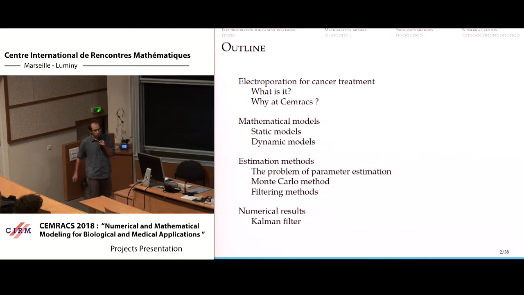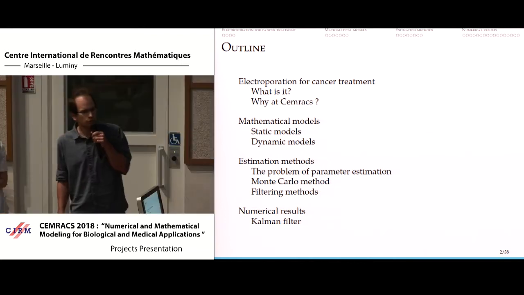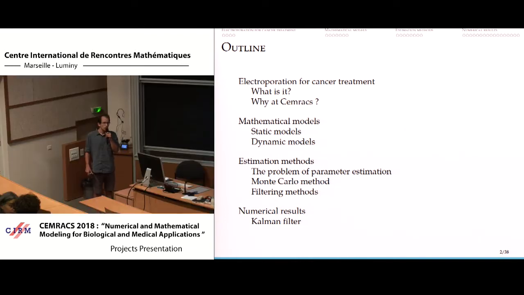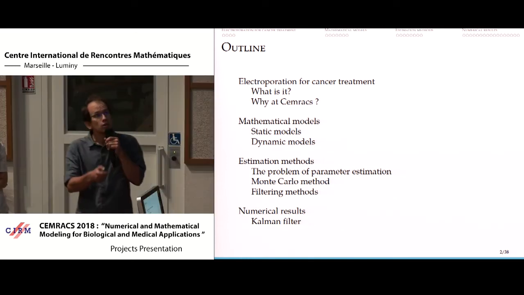We will start by just introducing electroporation, see what it is, and see why we care about it at CEMRACS. Then we will introduce some mathematical models. We have many different ones, so I will try not to drown you in them, but you'll have to bear with me. Then we will have to do a lot of parameter estimation, so that's actually the goal of the project. So we'll talk about parameter estimation methods, and then we will go to numerical results, because this is what we are interested in, as you can see.